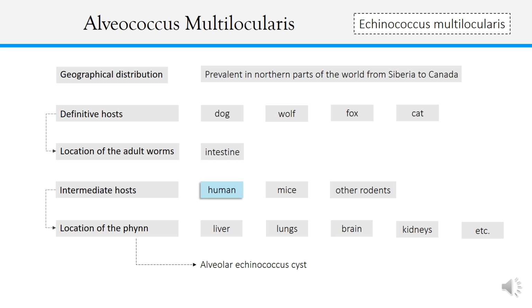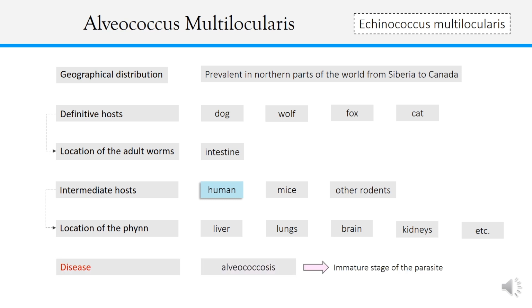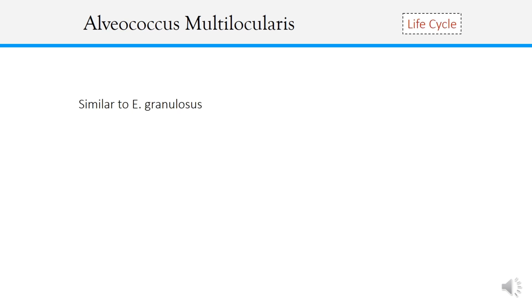Alveolar Echinococcus cyst is the name of the fin that is generated by the parasite Alveococcus multilocularis. The disease is called alveococcosis. It is caused by the immature stage of the parasite. The life cycle of Alveococcus multilocularis is similar to Echinococcus granulosus.